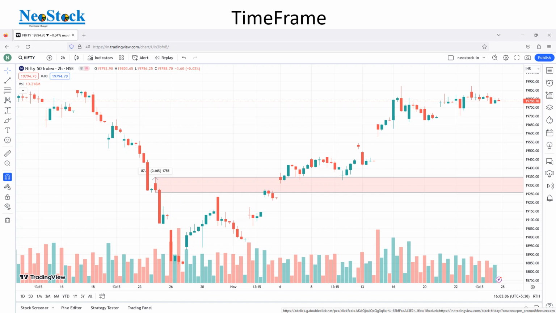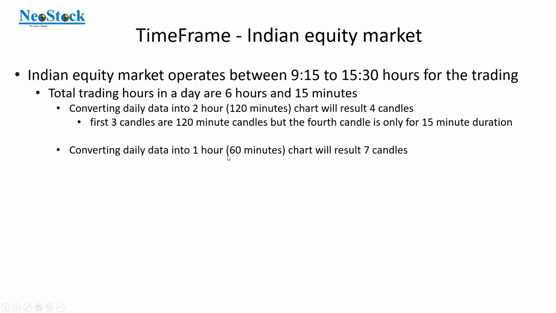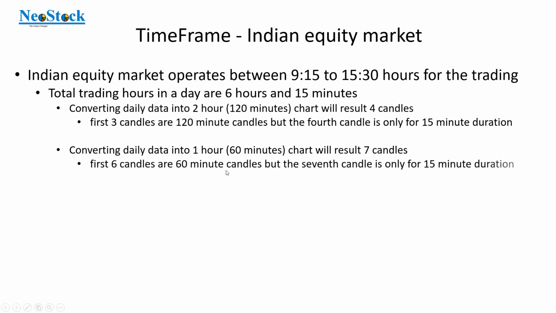But if we want to get a perfect solution, what do we have to do? Before we look into a perfect solution, let us see whether there are any similar problems for other time frames. Converting daily data into a 1 hour chart, that means 60 minutes chart, will result in 7 candles. Out of these 7 candles, the first 6 are 60 minutes candles. But the 7th candle is only 15 minutes duration. That is our residual candle, that means a leftover time candle.